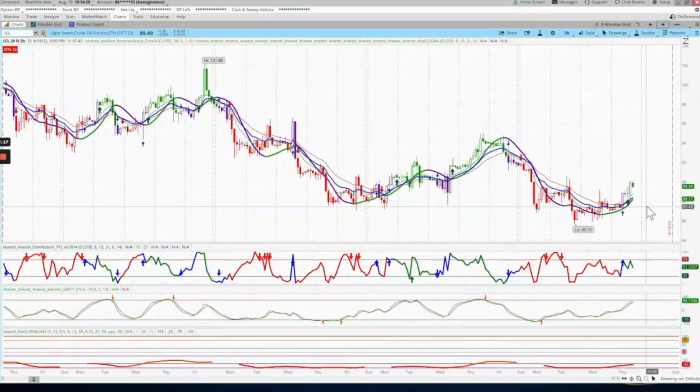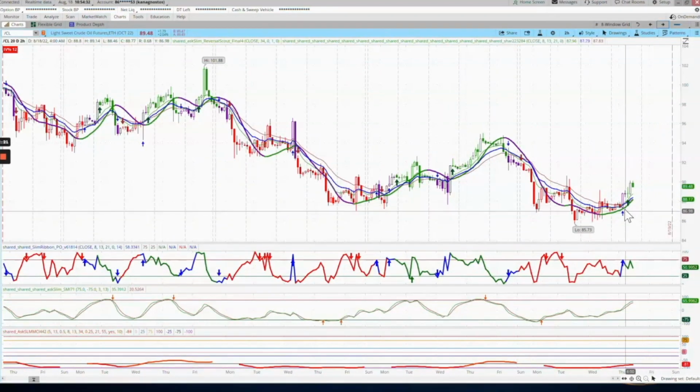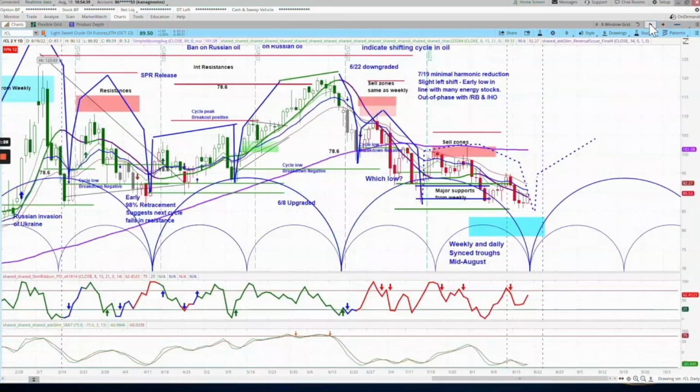Over on this 2-hour chart of crude oil futures, we have bullish momentum with both the reversal scout as well as the slim ribbon. So on the daily and weekly charts, crude oil has some work to do, and the best time to enter a bullish trade would be on a pullback after we have established positive momentum. So let's talk about some price levels.